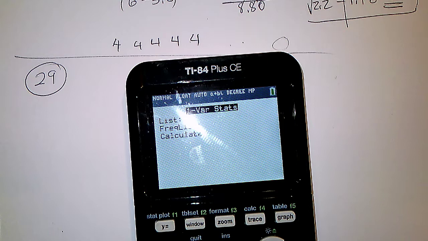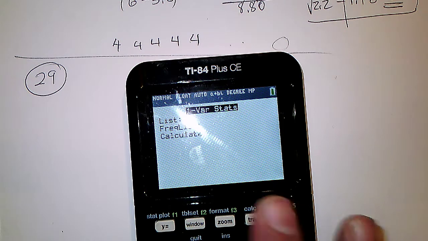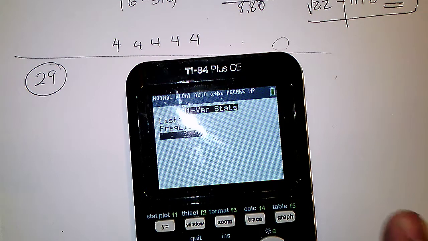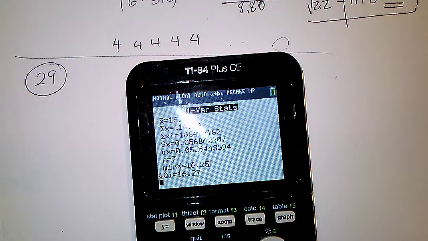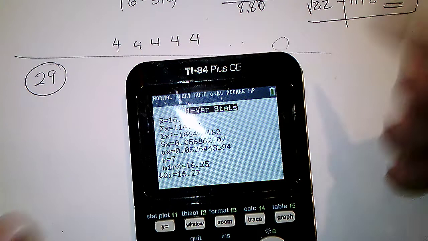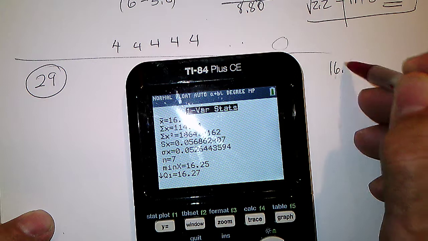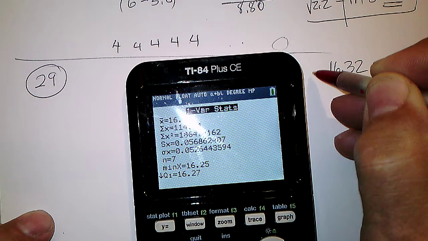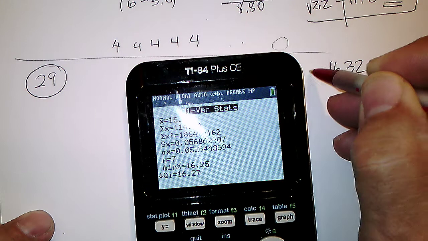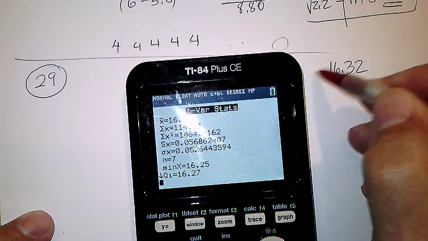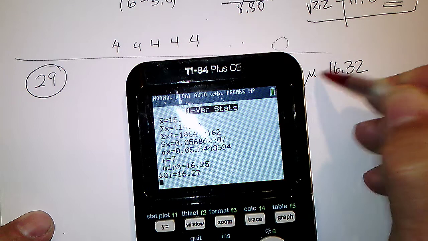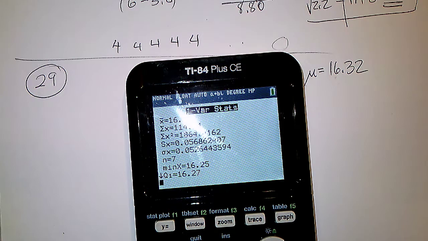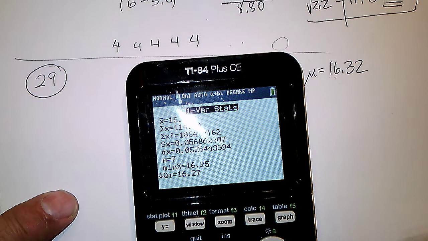on list 1, and calculate that. The mean for the first one was 16.32, that's the mean. Sometimes written with an X with a bar over it, sometimes written with that symbol, Greek mu. So the mean of the first data set's that.